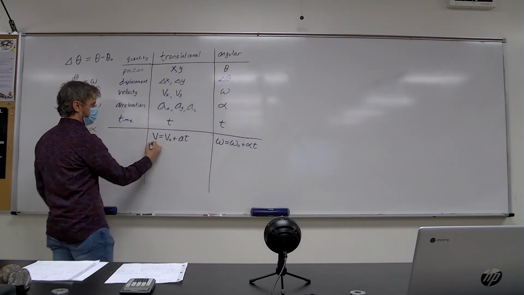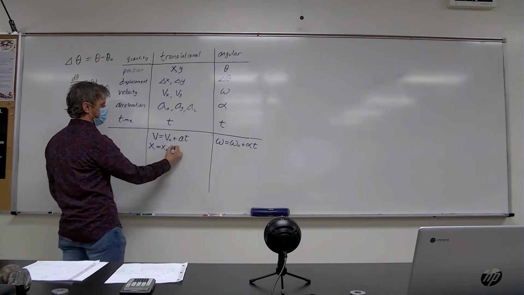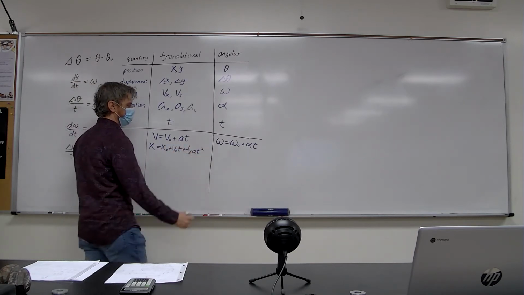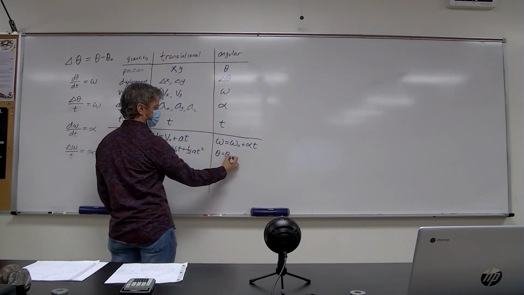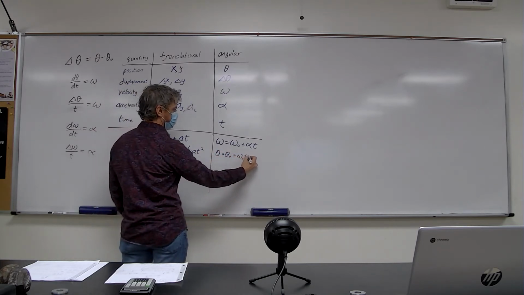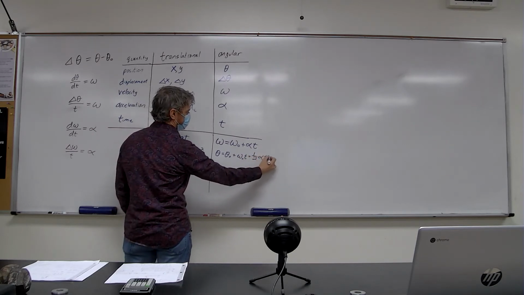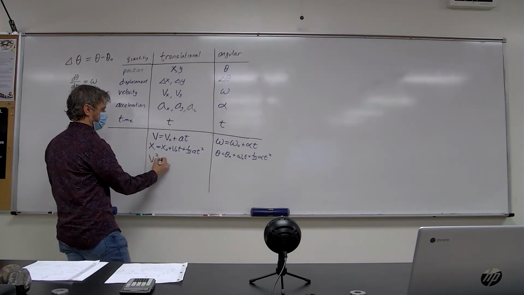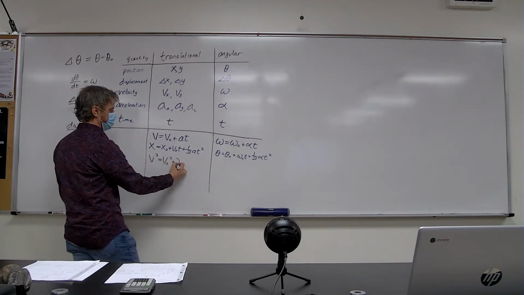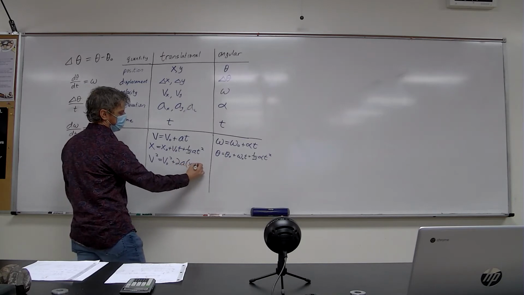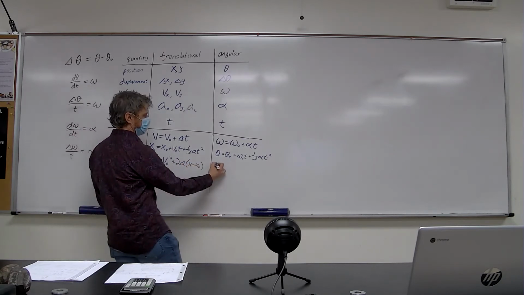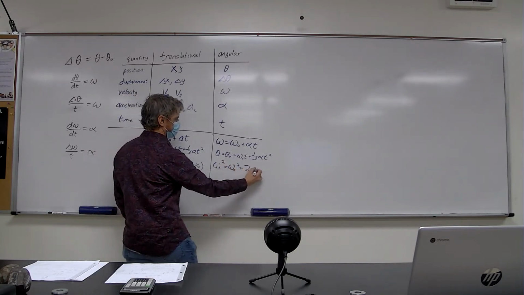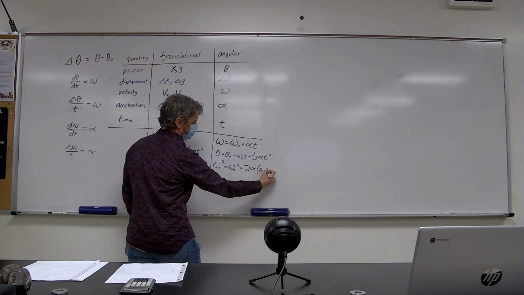And then I have final position equals initial position plus initial velocity times time plus 1/2 the acceleration times the time squared. And finally, final velocity squared equals initial velocity squared plus 2 times the acceleration times final minus initial position.